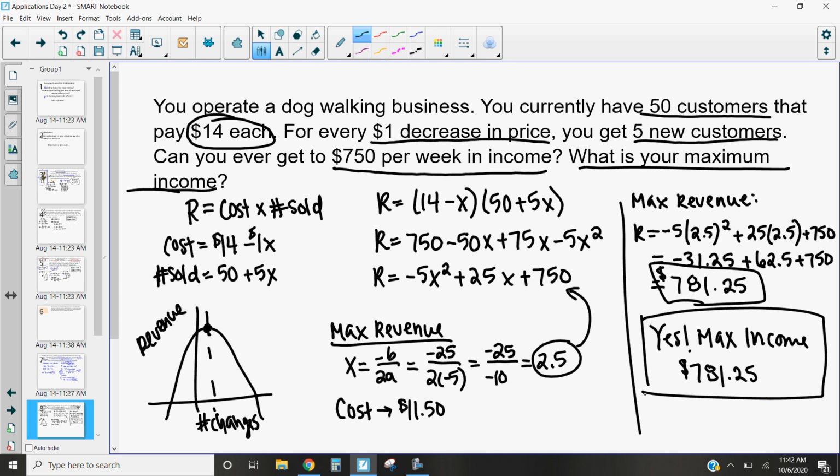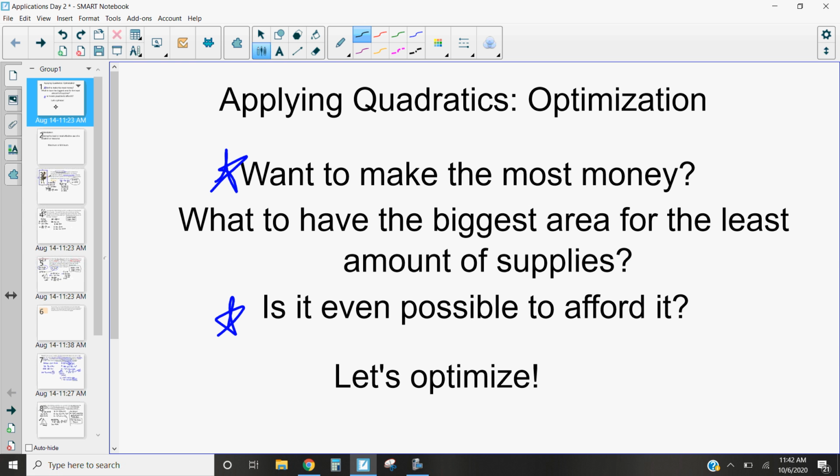So when we talk about optimization, again, there's a couple different ways that we apply it. We see it when we are trying to make the most money that we can. We see it when we're trying to figure out, can I even afford that? What's the most money I can make in this situation? We also see it when we're trying to figure out how much area can I use? How much space can I build with this limited number of supplies? So optimization is so cool.